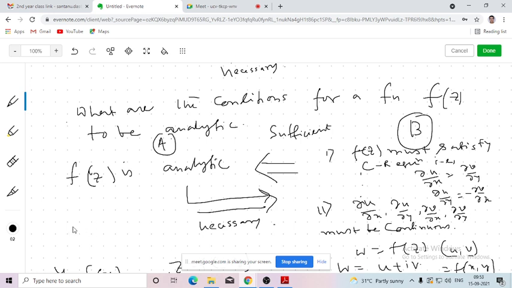So if an arbitrary function f(z) is given to us, in order to check whether it is analytic or not, we just need to verify these two conditions. If any one out of these two conditions is not satisfied, then it will not be analytic. So for a function to be analytic, these two conditions are sufficient. Similarly, if this is analytic, then obviously this will be followed. So here this theorem is necessary as well as sufficient.